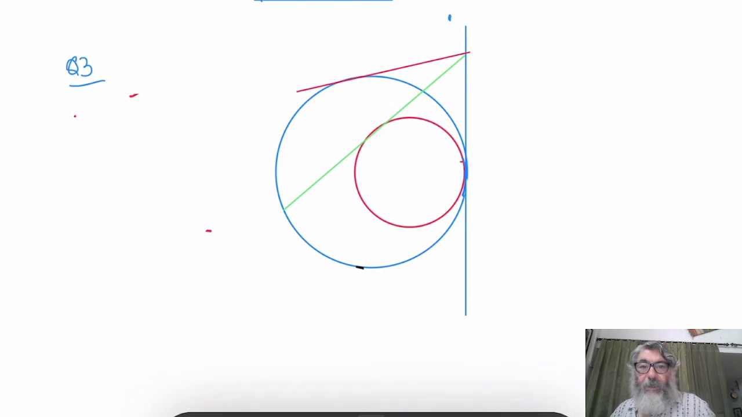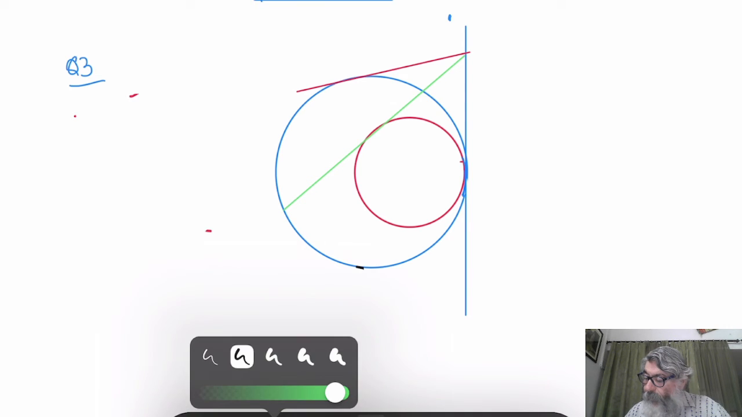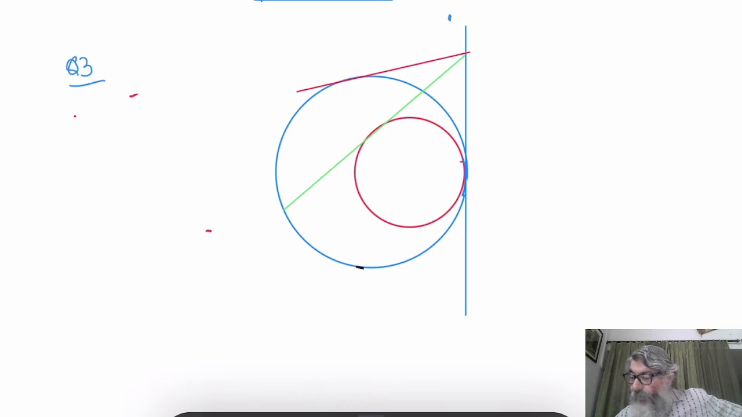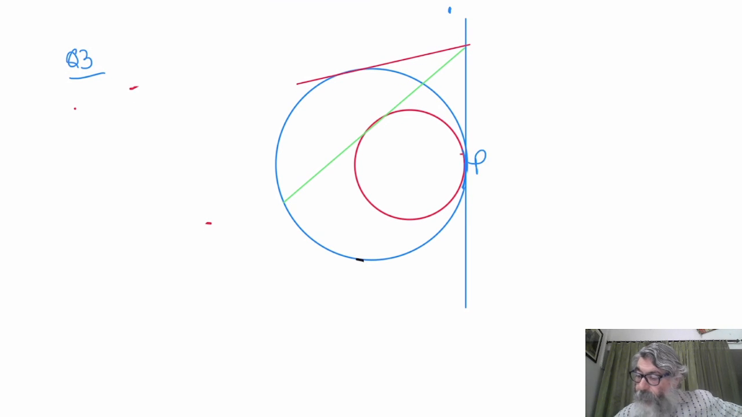Okay, we have drawn a figure where two circles are touching each other internally at point P. Q is a point here. From Q, two tangents are drawn: tangent to the smaller circle, that is QA, and tangent to the bigger circle, QB. Again, we are required to prove QA is equal to QB.